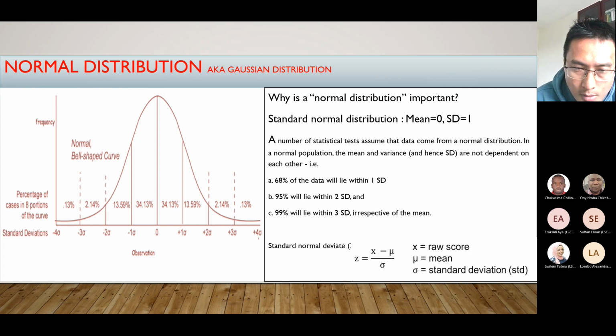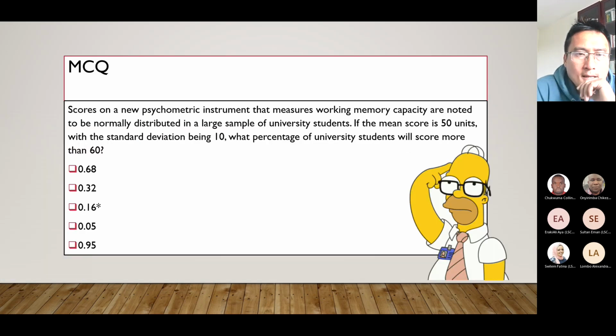There's a formula sometimes which might come. If someone asks to calculate the standard normal deviate, the formula is the raw data, whatever data is there, minus the mean, divided by the standard deviation. So that gives the standard normal deviate. I don't think they will ask this one, but if they ask, just know that the formula for the standard normal deviate is the raw data minus the mean divided by standard deviation. Okay, so let us do this one.